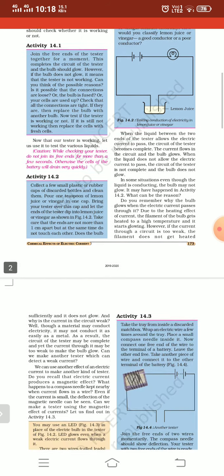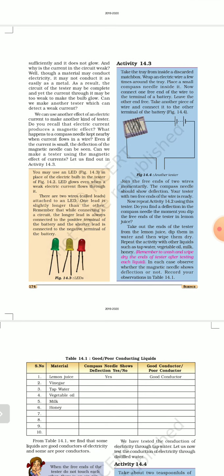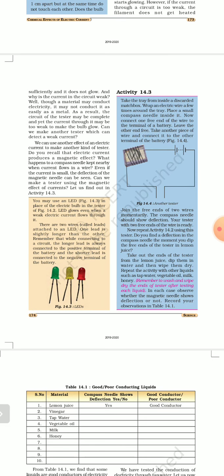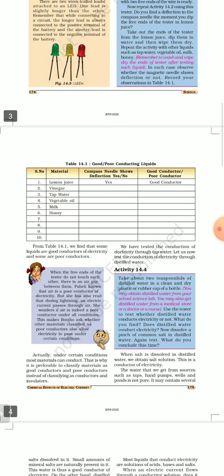But we used the LED bulb in place of the electric bulb. LED bulbs can glow with either low or more current. Now, this table was given in homework. That's Table 14.1, good or poor conducting liquids.